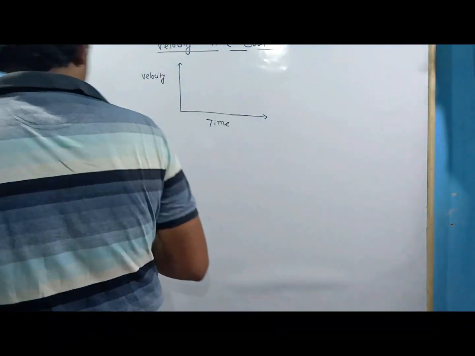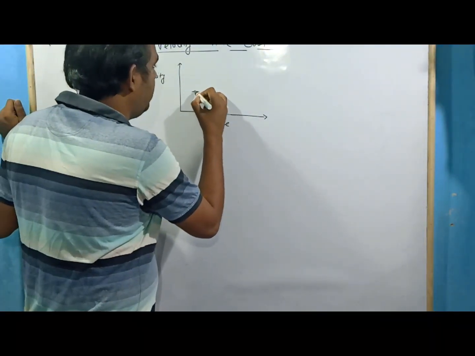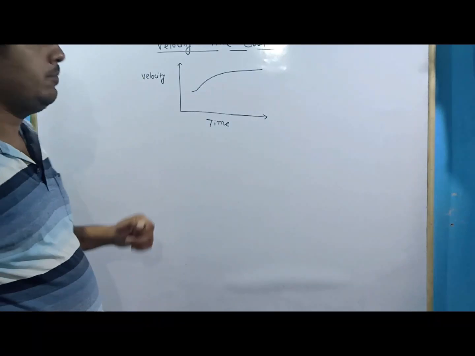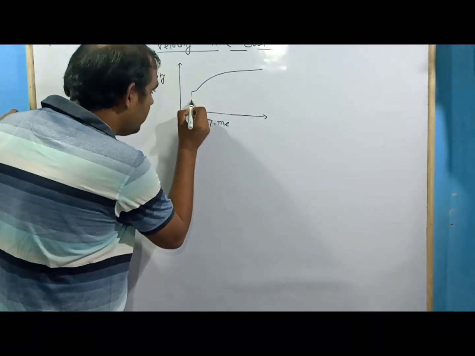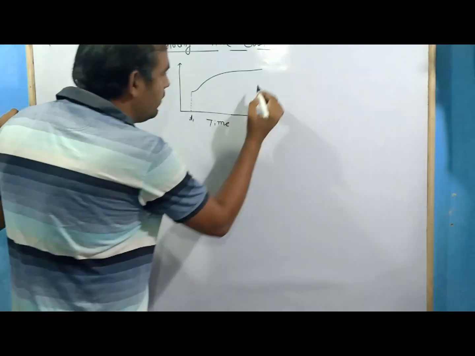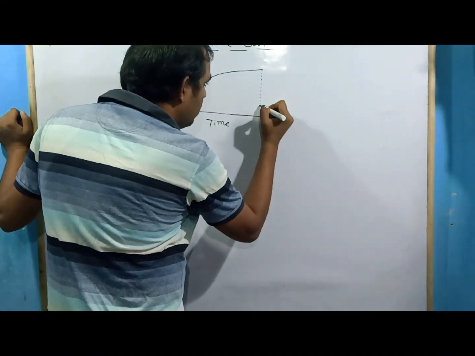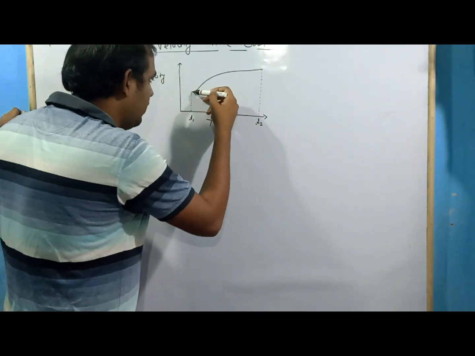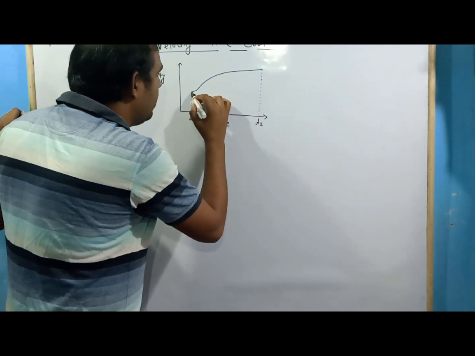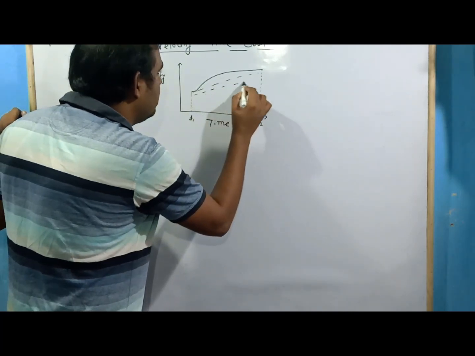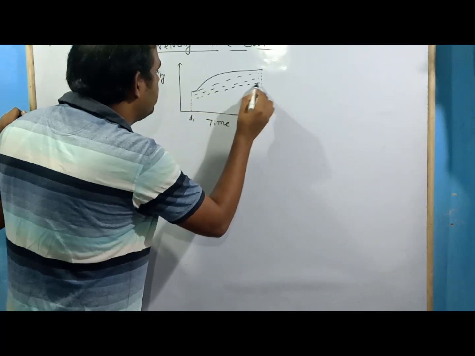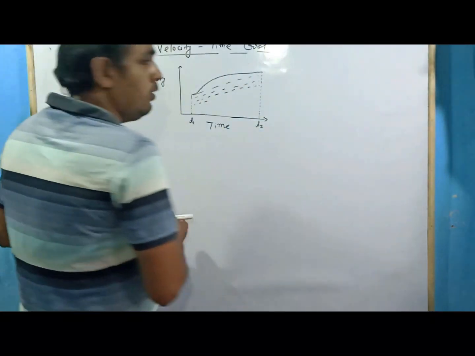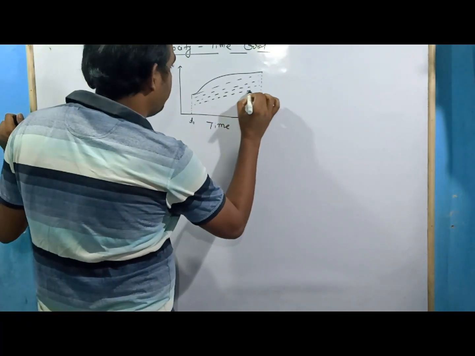So if you are representing a velocity time graph like this, let us say this is the velocity of an object with the passage of time. This is the initial time t1 and this is the final time t2. This can be the area under this VT graph. So what have we learned? This is the area under the velocity time graph.